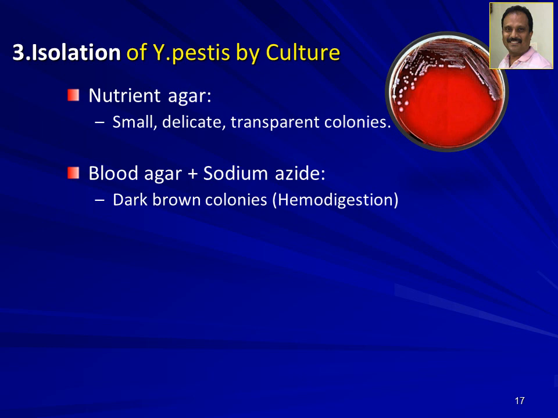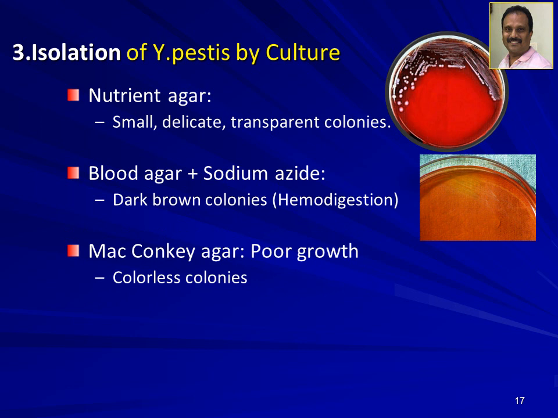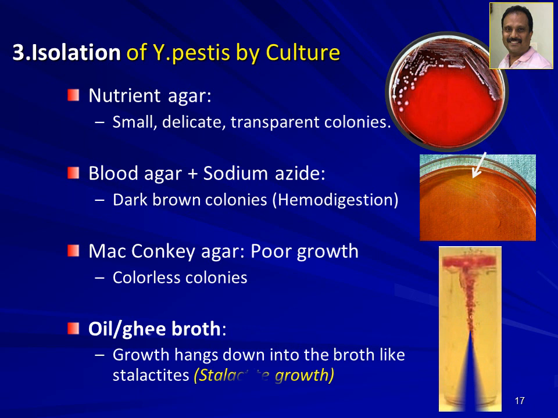And MacConkey agar will show poor growth, where you can see the colorless colonies. Almost you can't make out any colonies on this medium except a little decolorization where the arrow mark is being shown. And the third one is, if you grow these organisms in broth which is layered with oil or ghee.